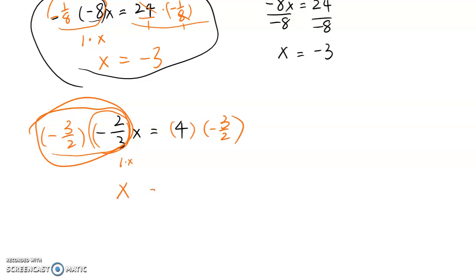x equals, on the right side, you want to make 4 a fraction because we're doing multiplication here. 4 and 2, you can cancel out a 2. So first of all, positive times negative, it's negative. Top times top, that's 6. 6 over 1, that's a 6. So the solution to that equation is x equals negative 6.